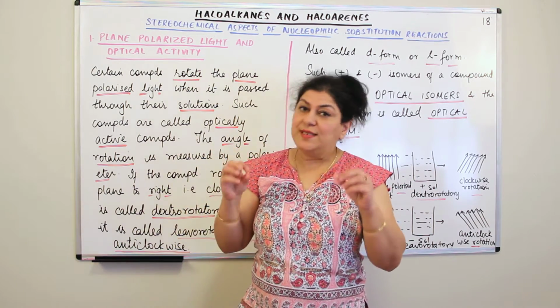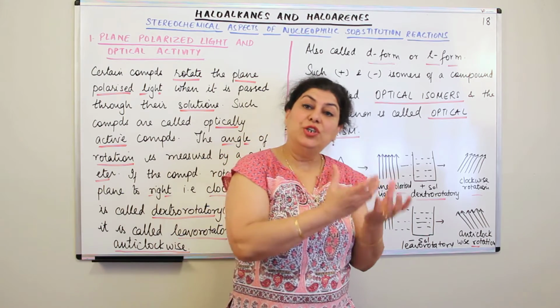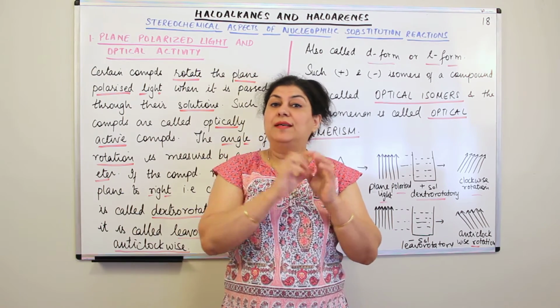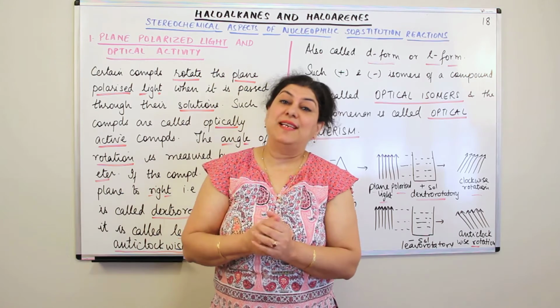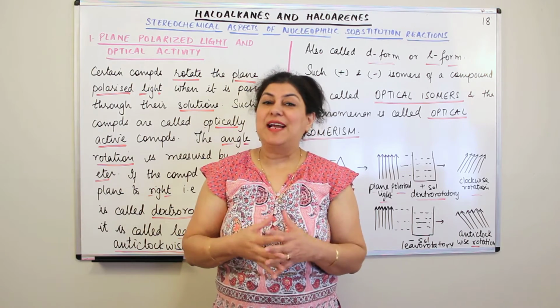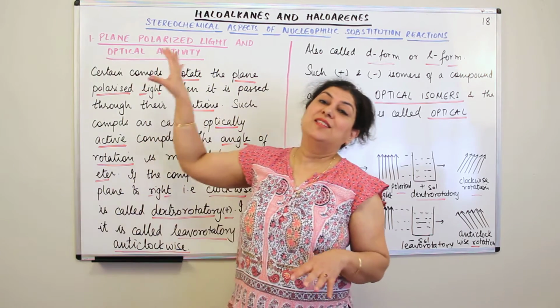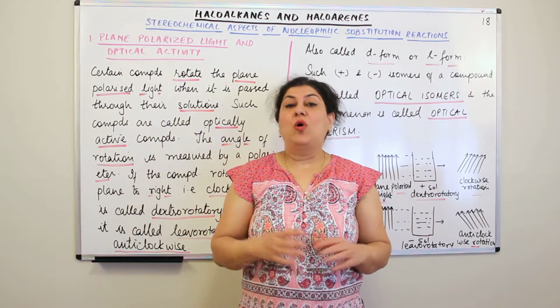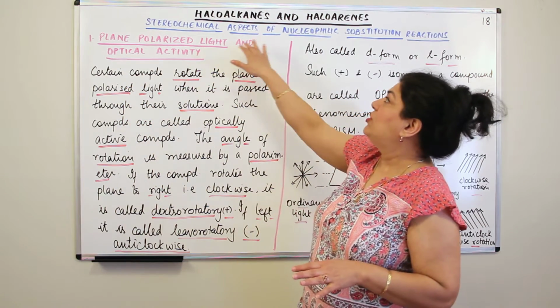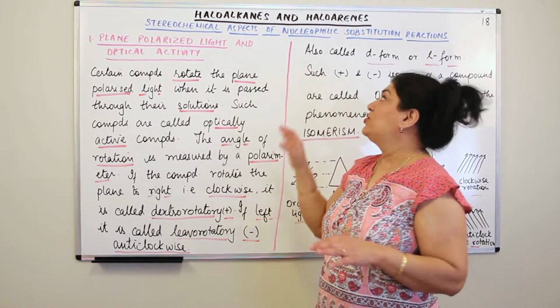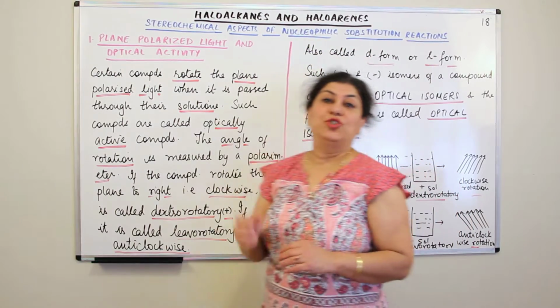Now, the SN1 mechanism, on the other hand, undergoes a racemization. In order to understand this, we must understand the stereochemical aspects of chemical reactions. So in this video, I'm going to tell you about the stereochemical aspects of nucleophilic substitution reactions.